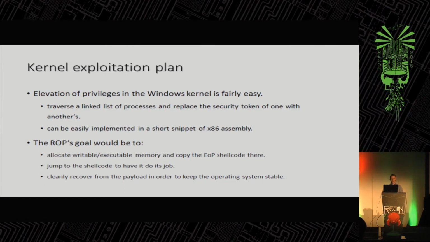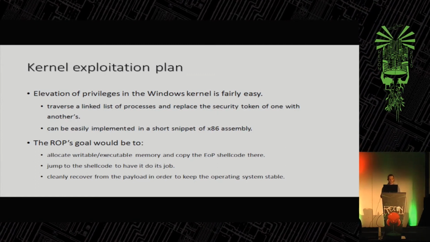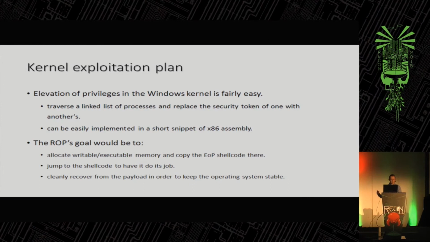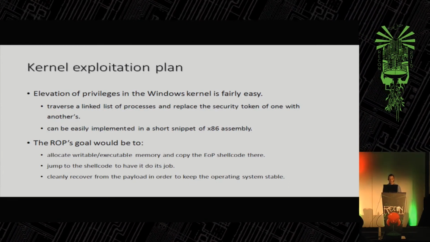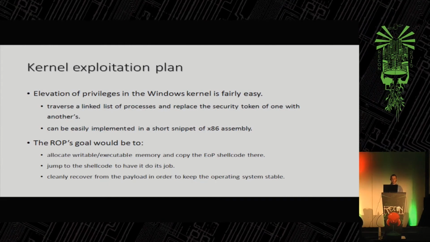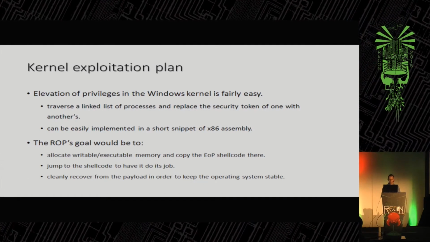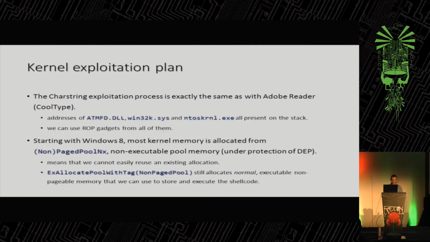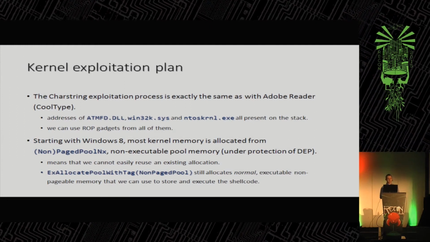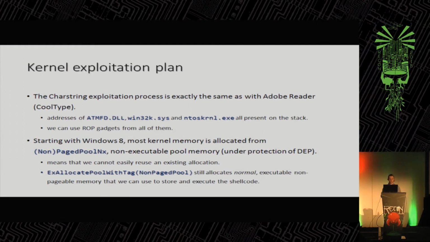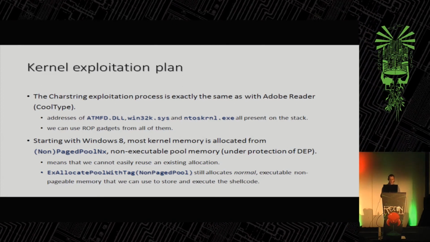x86 assembly. So our ROP's goal in ATMFD would be to first allocate writable executable memory, copy the EOP shellcode there, jump to the shellcode and have it do its job, and then what is also important, we have to cleanly recover from this whole condition because we don't really want the operating system to crash at that point. So it should be fairly easy overall because the Charstring exploitation process is exactly the same as with Adobe Reader. The blend instruction works in the same way.